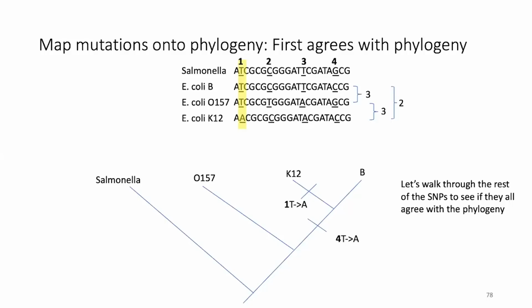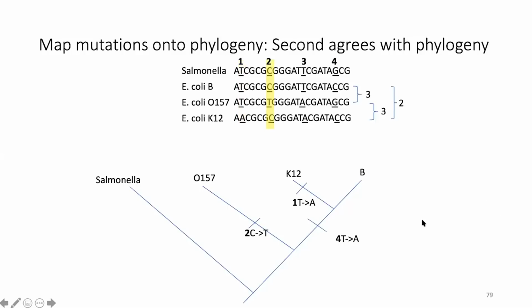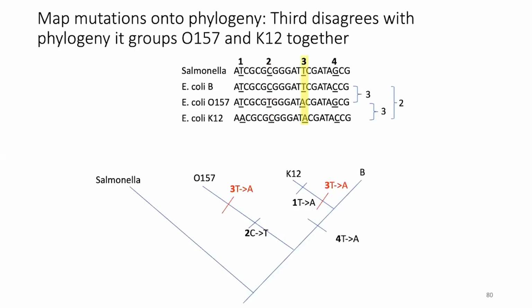And so again, we go to SNP number 1, and we see that there's just a single change out to K12. And so this is a T to an A just out on this branch here. Then we go to number 2, and we're still doing good. We have a change from a C to a T in O157. But then when we get to number 3, we actually see that in order to explain this, given the structure of the phylogeny, we have to have parallel evolution. We have to have one change happening out in K12 and one change happening out on O157.